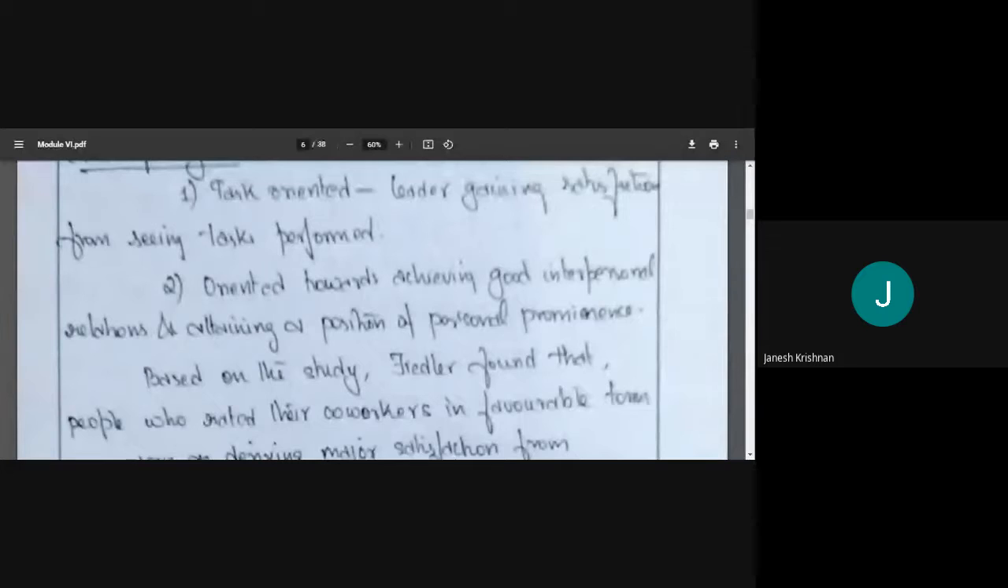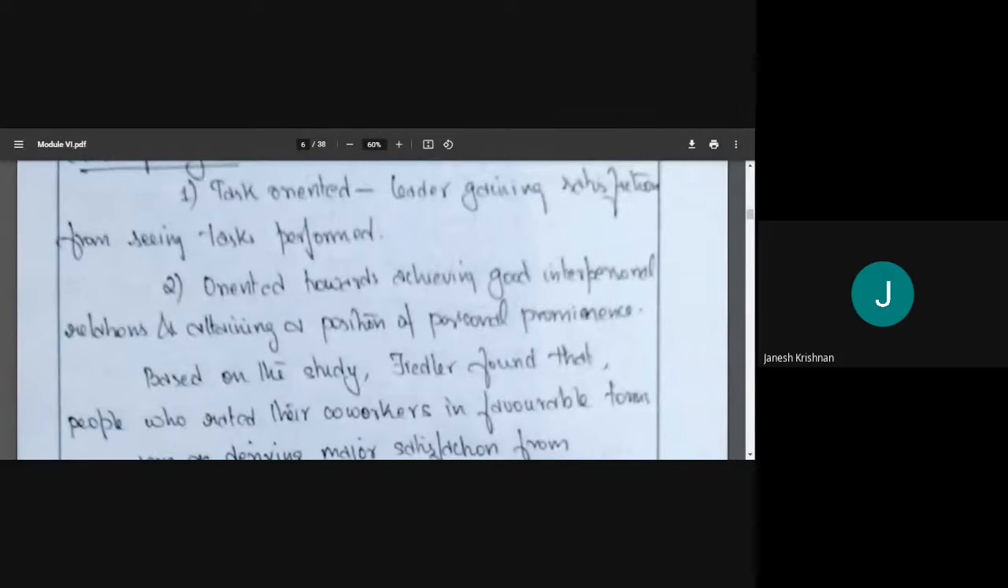The same way, the first type of leader is task oriented. He or she will be satisfied only if you complete your task. If you're doing a task on time, he or she will be happy. That is his style of leadership: the leader who makes sure that tasks are completed on time.